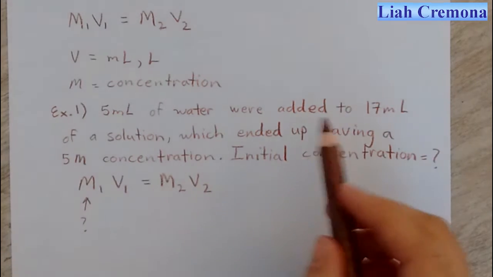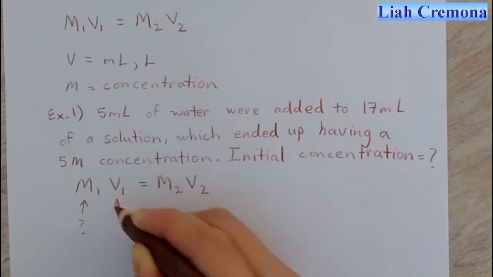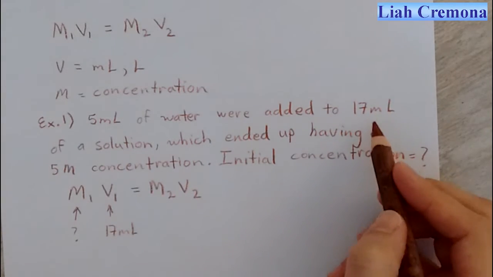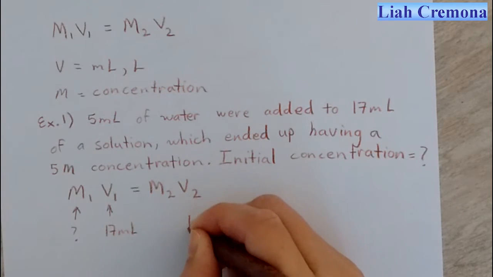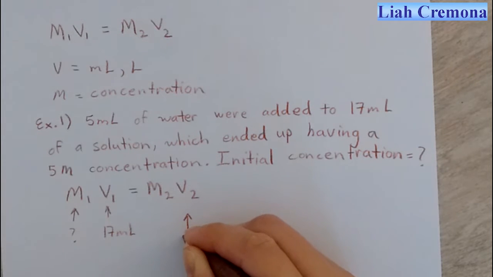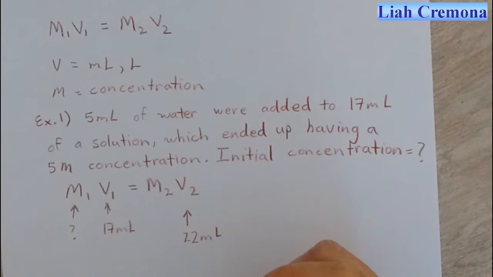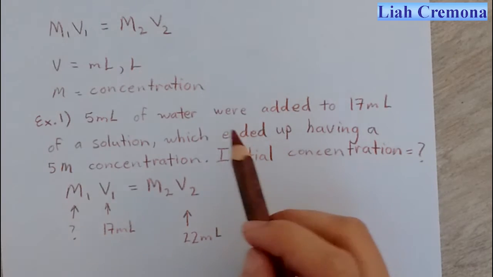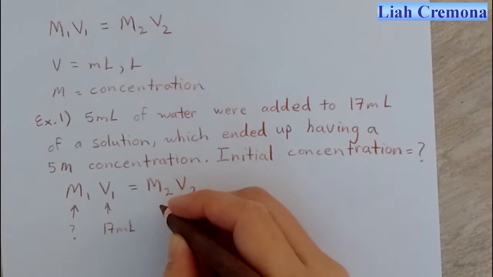At first, the solution had a volume of 17 milliliters, right? Because 5 milliliters were added to 17 milliliters. So in the end, the volume was 17 plus 5, which is 22 milliliters. And the resulting concentration after 5 milliliters of water were added was 5 molar.